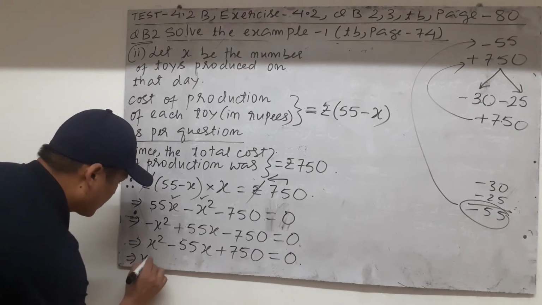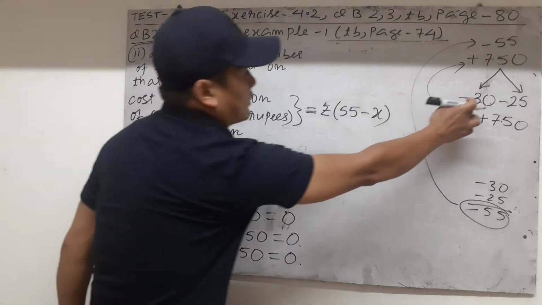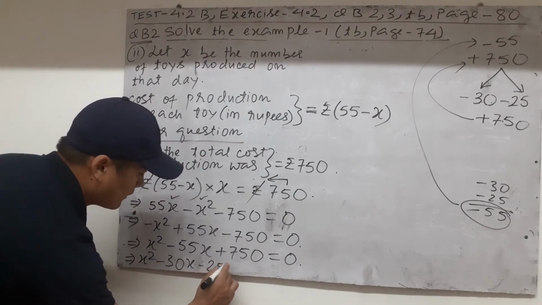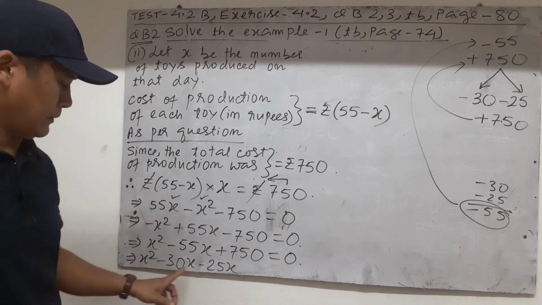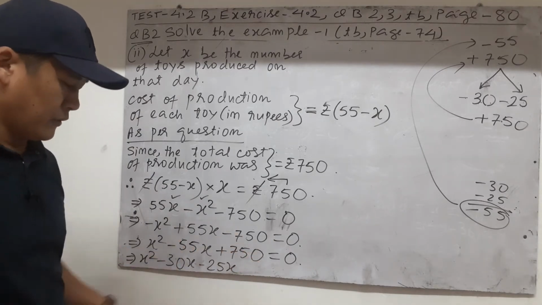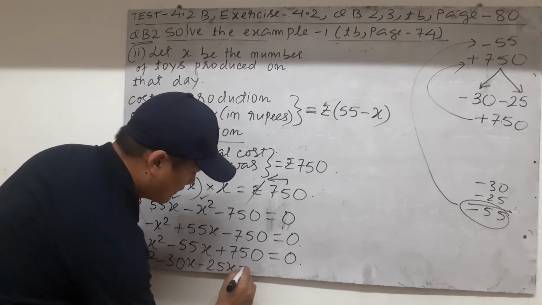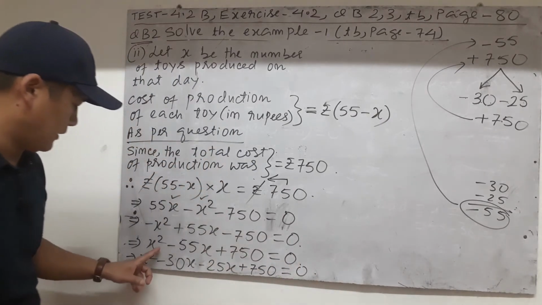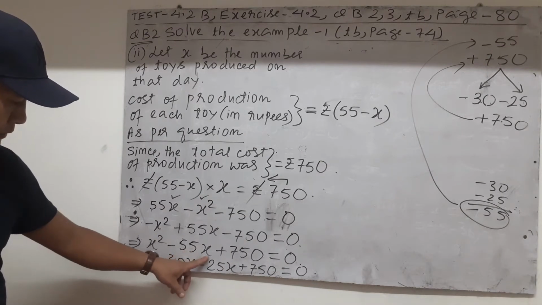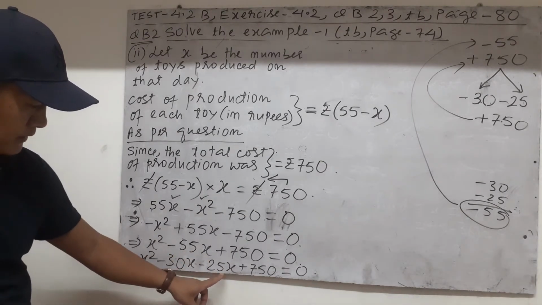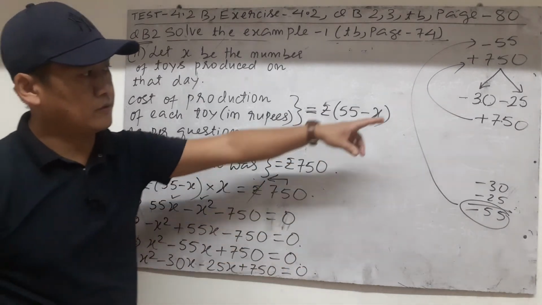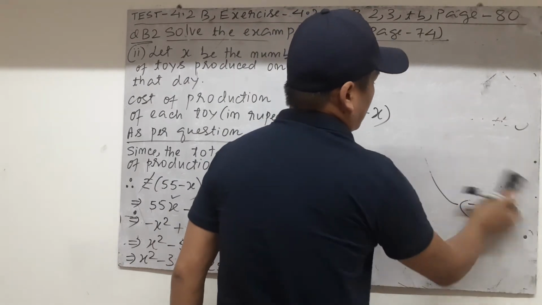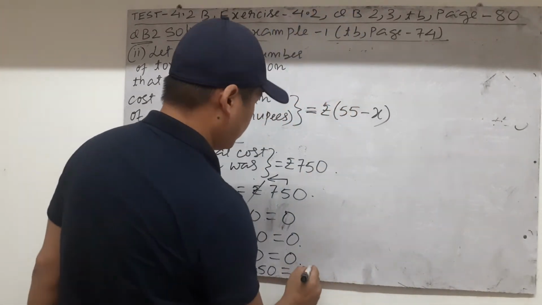That gives you x squared, and in place of minus 55x, we're going to write minus 30x minus 25x, or minus 25x minus 30x. Which one you want to write first is up to you. Then plus 750 is equal to 0. Same one, this minus 55x split into minus 30x minus 25x plus 750 according to this technique. So next, once we're through with that, let's continue.